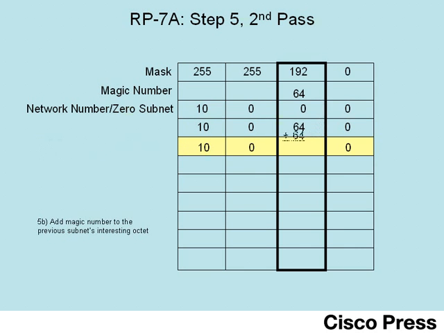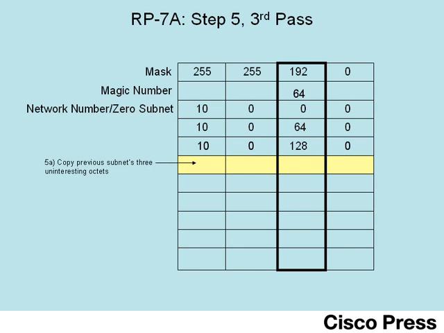For the next pass through process RP7a's step 5, at step 5a we copy the 3 boring octets, then we add the magic number of 64 to the previous subnet number's value of 64, so the next subnet ends in 128.0. Following along to the next pass in step 5, we copy the 3 boring octets, add the magic number of 64 to the previous subnet's value of 128, so the next subnet number ends in 192.0. As you can see, each successive subnet has a value that's 64 larger in the 3rd octet.